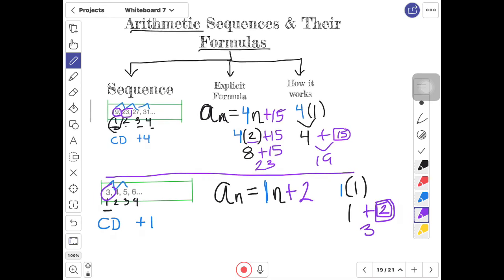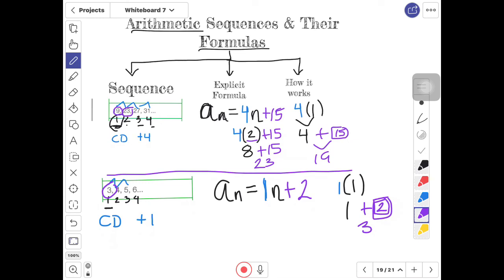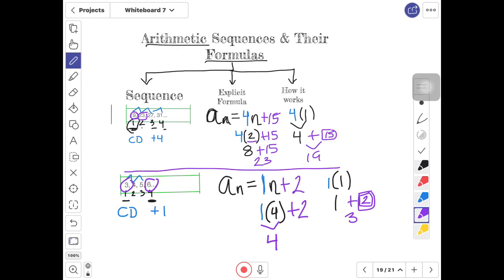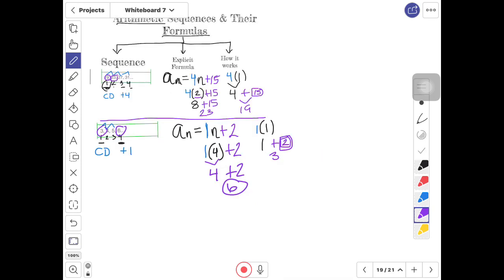Again, we're going to test it just to make sure it works, and then we'll go from there. We're going to try the fourth one. The fourth one has to be 6. So the formula is supposed to work: 1 times 4 is 4, plus 2 is 6. See, so it worked. So you can test any of these numbers, and they should work with your formula. And that's how you write an explicit formula for any given arithmetic sequence.